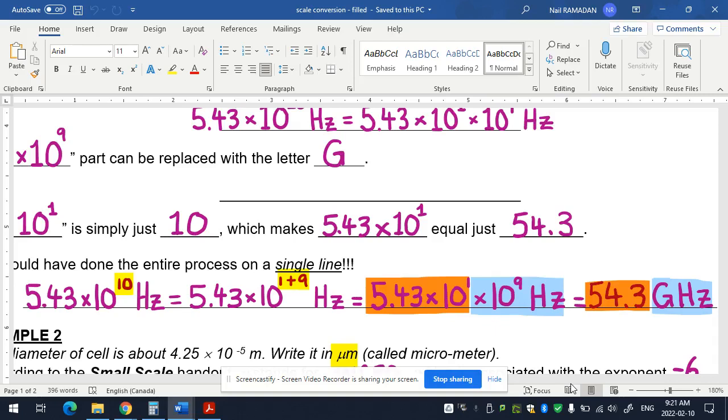Everyone, you know what's the most common mistake that people make right before they write their final answer? They do this. And I want you to tell me why you think that's a mistake.